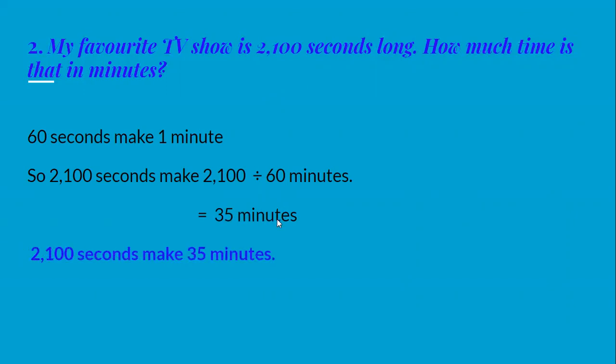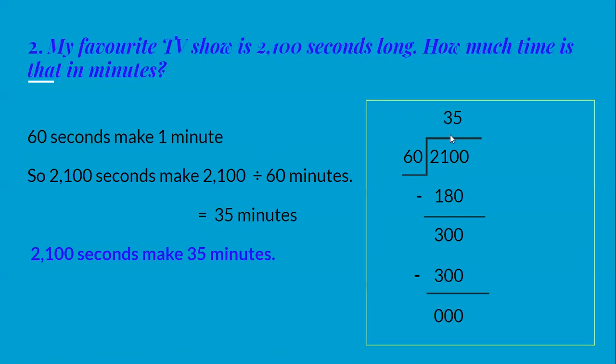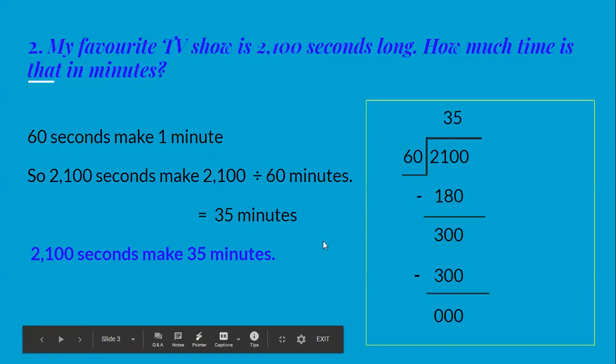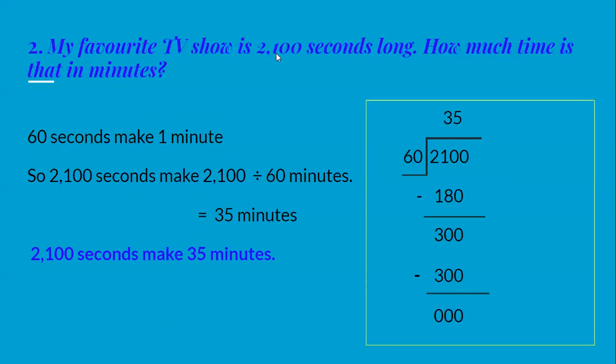So how to write the answer? 2100 seconds make 35 minutes. So I'll show you the division of 2100 by 60. 6 3s are 180. When we will subtract, we will get 30 as a remainder. We will carry this 0 down. It will become 300. 6 5s are 300. So what do you understand from this question? That 2100 seconds are equal to 35 minutes. 2100 seconds make 35 minutes. Now come to the next question.